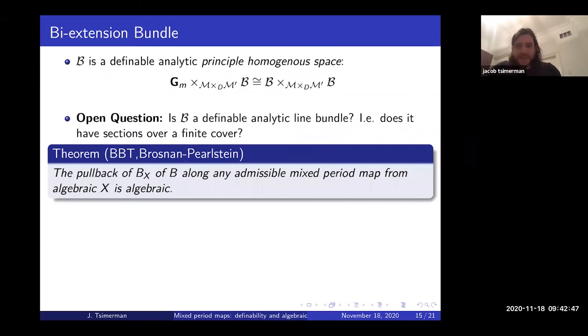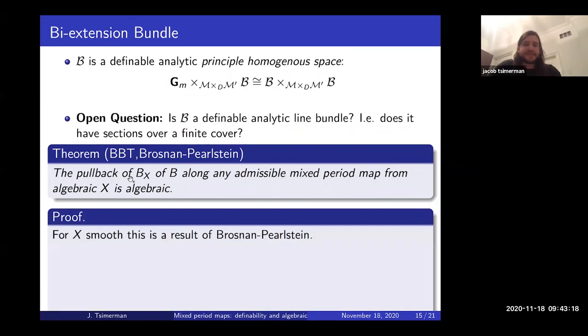Okay, so here is the theorem. The general case is due to myself and Ben and Johan, but it's heavily based on the theorem of Brosnan and Pearlstein, which is that if you look at this beta and you pull it back along an admissible mixed period map from an algebraic base, then in fact you get an algebraic line bundle, or an algebraic G_m torsor, or whatever you want to think about it as. And let me just briefly sketch out the proof.